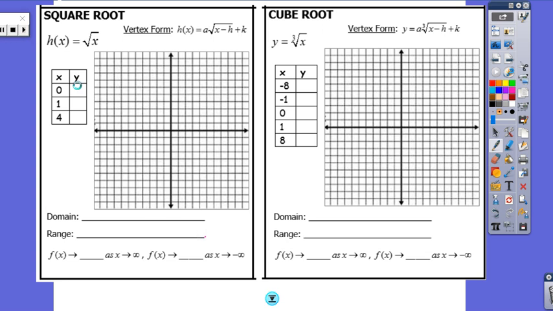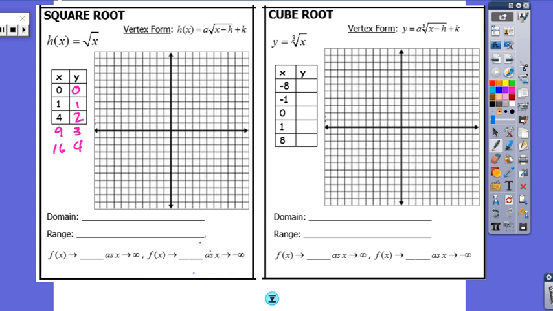So the square root of 0 is 0, the square root of 1 is 1, the square root of 4 is 2. Now our pattern continues. If we have 9, the square root of 9 is 3. If we have 16, the square root of 16 is 4, and so forth and so on. So it's just how many points we're going to graph that will fit on a graph.